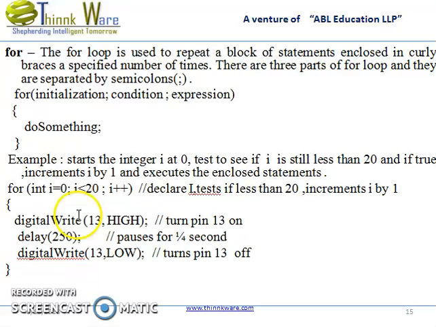Declare int I equal to 0, then you write the condition that I should be less than 20, and then the expression. Declare I, test if less than 20, and increment I by 1.